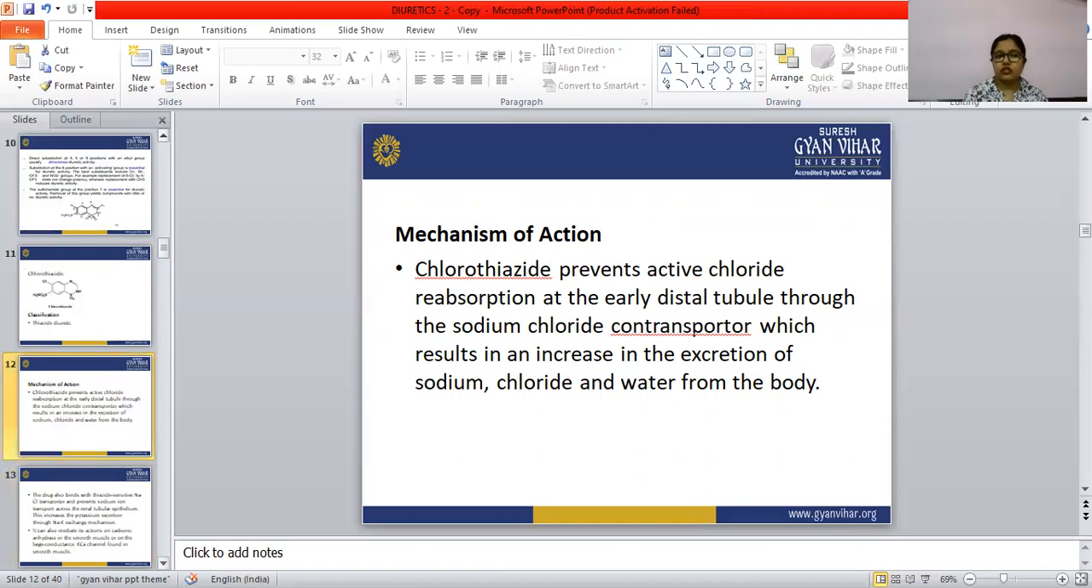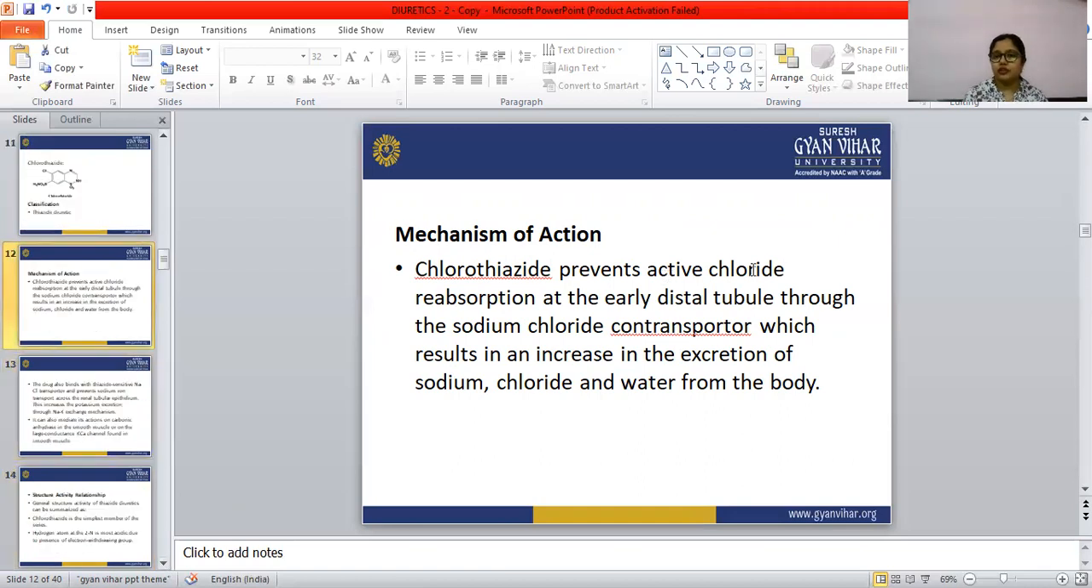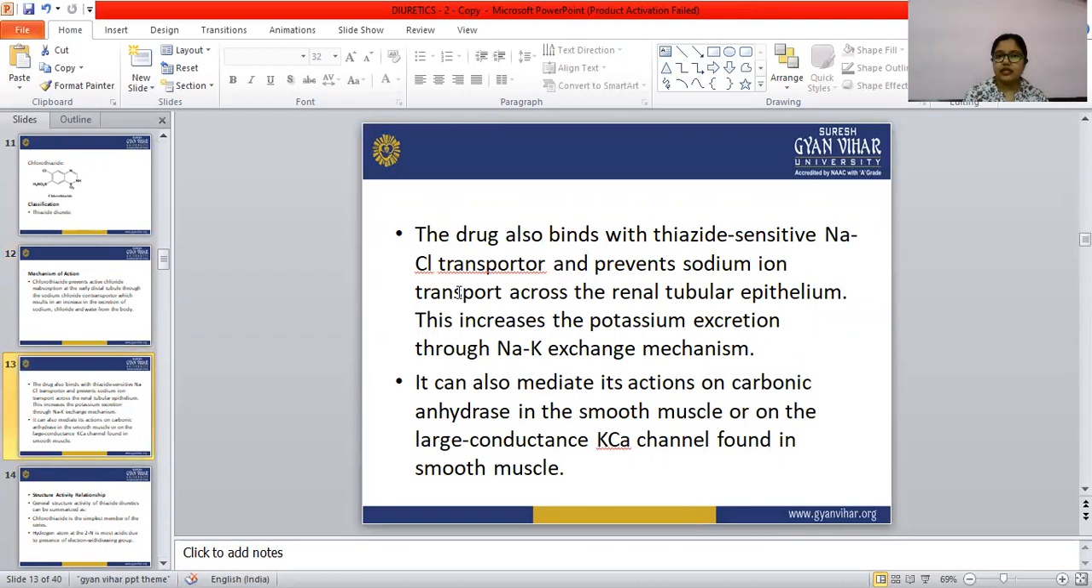So what does this drug do? This drug prevents the active chloride reabsorption at the distal tubule through the sodium chloride co-transporter, which results in increased excretion of sodium chloride and water from the body. The drug also binds with the thiazide sensitive sodium chloride co-transporters and prevents sodium ion transport across the renal tubular epithelium, and that increases the potassium excretion through the Na-K exchange mechanism.